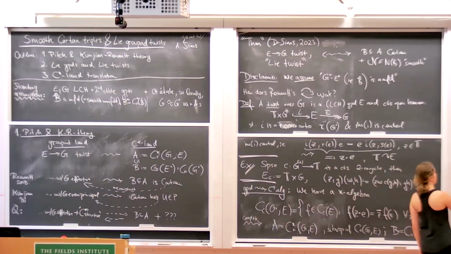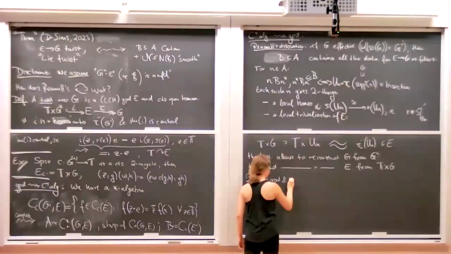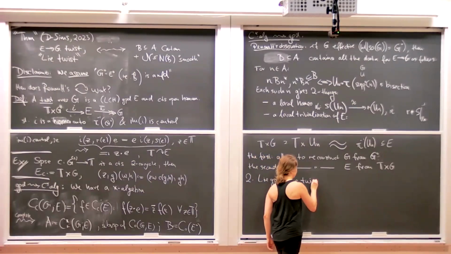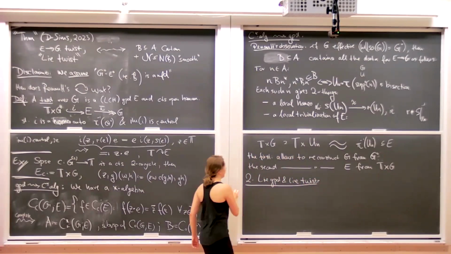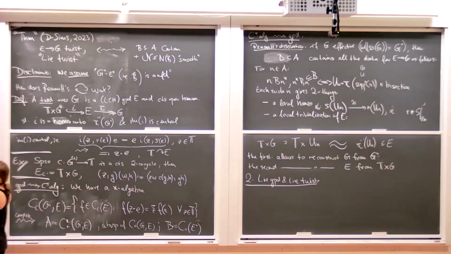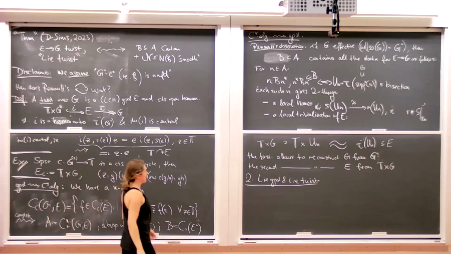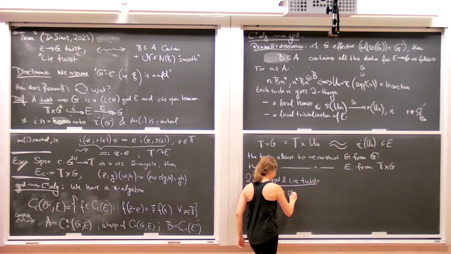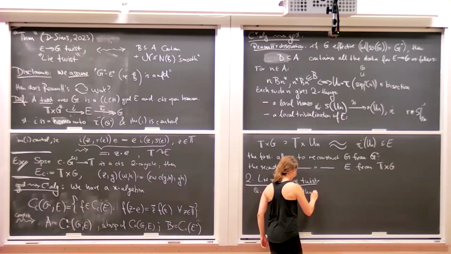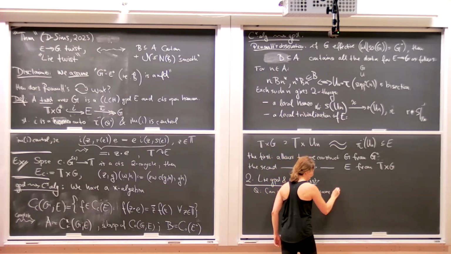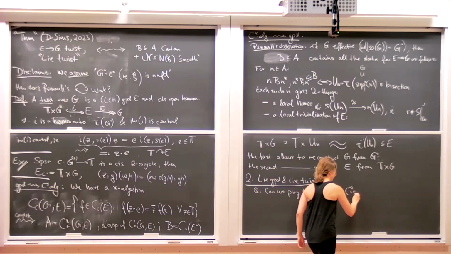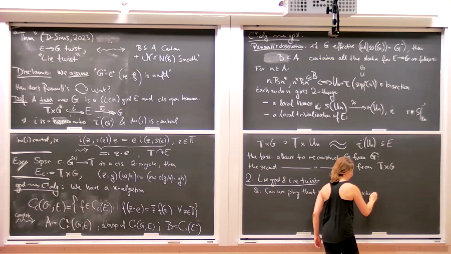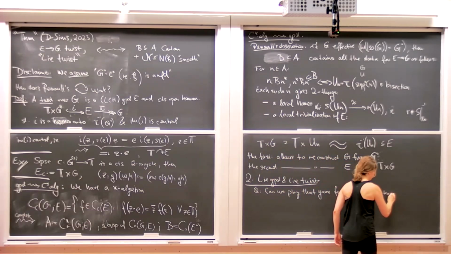Okay, so now we come to part 2, which is Lie groupoids and Lie twists. And honestly, I think I will probably immediately go partially into part 3, but we will see. Okay, so the question that arises here is, can we play that game for smooth structures instead of just topologies?